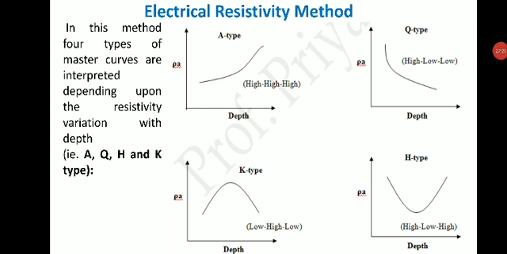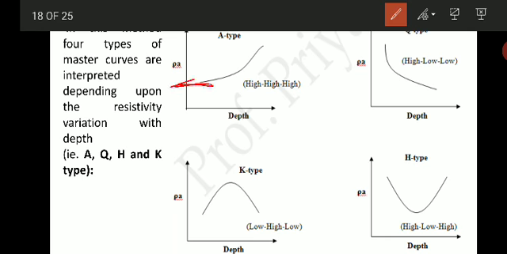This electrical resistivity method works on one principle I told you: water increases the conductivity and thereby decreases the resistivity. So if there is a decrease in the resistivity, it shows there is availability of water up to this depth. Then where the resistivity is higher and higher, there will be less availability of water at that depth. That is how we have to do the interpretation of these curves.